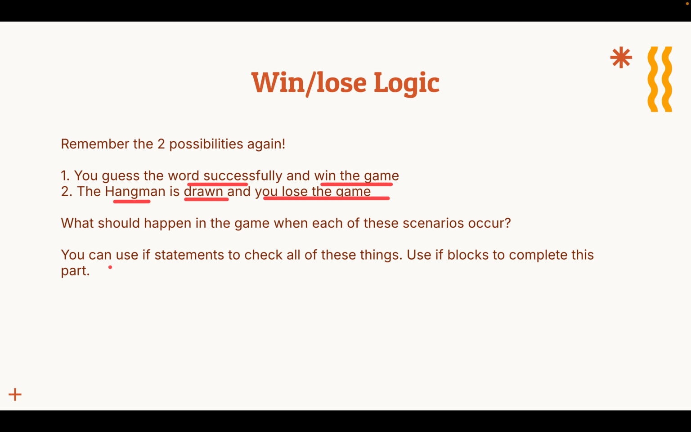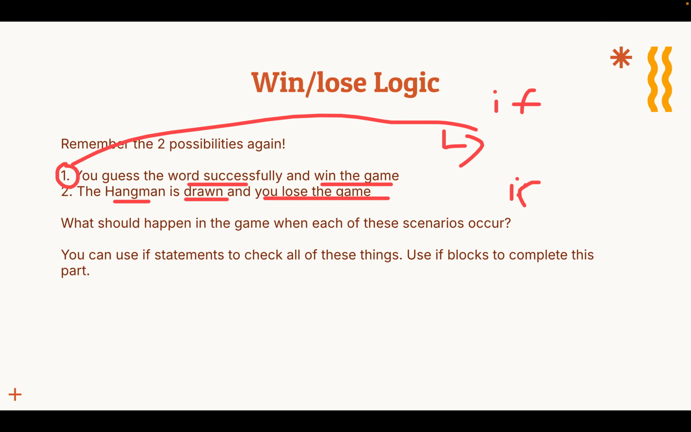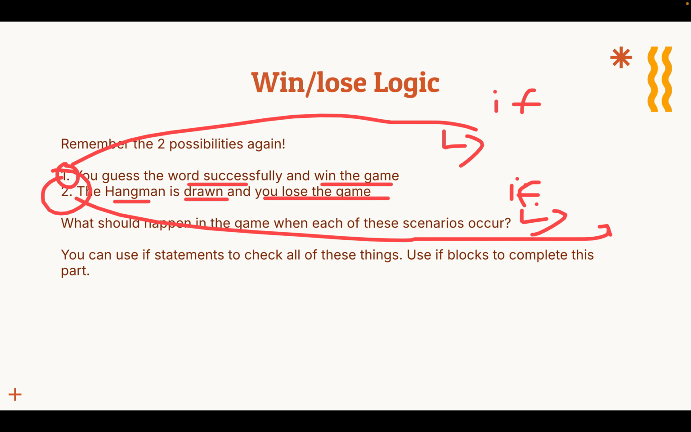And remember, you can use if statements to check all of these things. Use if blocks to complete this part. So I want you guys to pause the video, and you will need two if statements. You will need one if statement for if the player wins the game and they correctly guess. And then you need another if statement for if the player loses the game because they're not able to guess the word in time. So pause the video and try to create this code. And for this one, you only need 2 if statements.